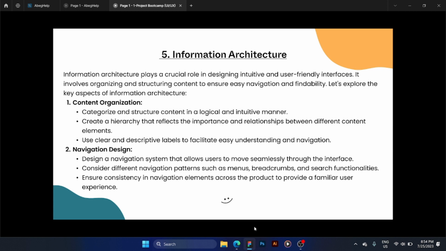So we said that it involves organizing and structuring. Those are the two keywords in information architecture: it involves organizing and structuring content, just like I said, to ensure easy navigation and findability. So it means that let's say you get to a fintech app. What I mean by a fintech app is an application that deals with finance. Let's say I want to send money. There are two or three key things we look for whenever we have a fintech app. Many of us have banks, right? So the first thing we look for is to send money.